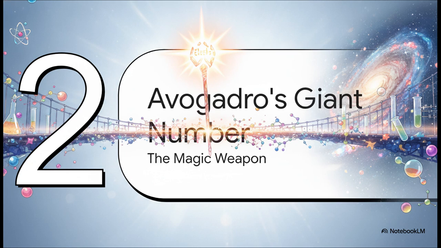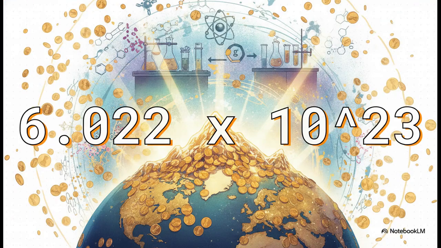To actually cross this bridge from the micro to the macro, we need a special, almost magic weapon. We need a constant that binds these two worlds together. And here it is. Behold Avogadro's number, 6.022 times 10 to the 23rd power. I mean, this is an incomprehensibly massive constant. To put it into perspective, if you somehow had this many pennies, they'd literally cover the entire surface of the Earth to a depth of several miles.